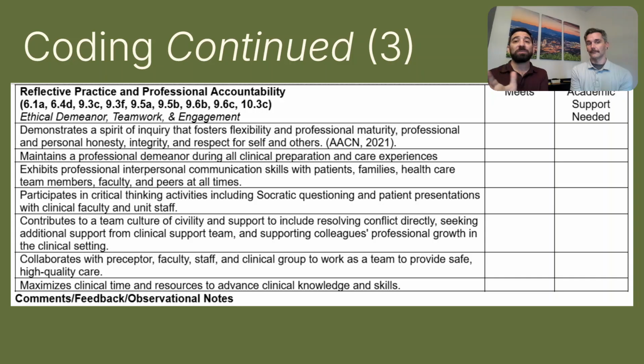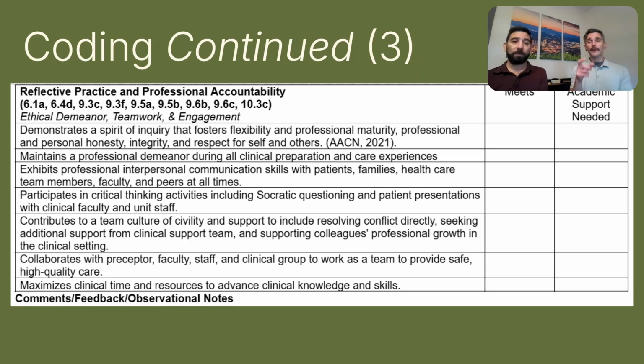And if this is something that students are doing with consistency, we're going to see trends over time. So, for instance, in looking at that first row, if you see consistently that students are not demonstrating a spirit of inquiry that fosters flexibility and professional maturity, and we see that academic support needed, that's something that we can not only communicate to the student, but communicate to the other practitioners in the program so that we know that this is a student who might need support in that particular area as they progress.